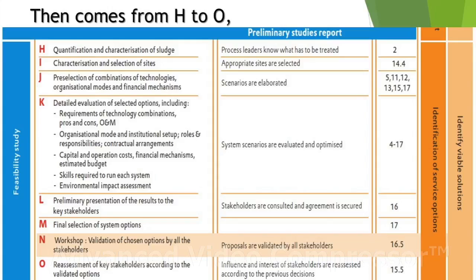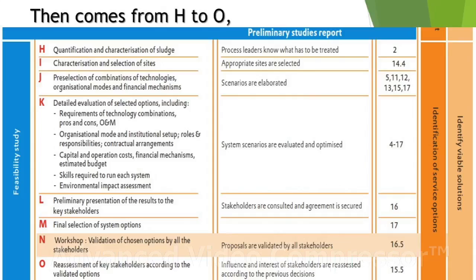After that, the activity will be detailed evaluation of selected options, including requirement of technology combinations, pros and cons, O&M, organizational modes and institutional setup, roles and responsibility, contractual arrangement, capital and operational costs, financial mechanism, estimated budget, skill required to run each system, environmental impact assessment. The corresponding outcome will be that system scenarios are evaluated and optimized.